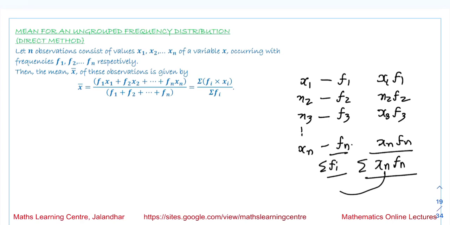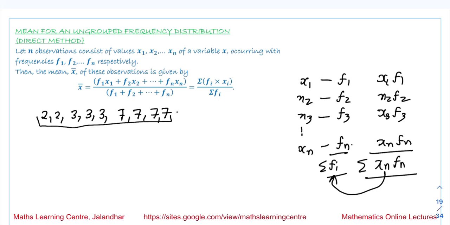And we will divide these two values. So basically, suppose I am talking about some numbers: 2, 2, 3, 3, 3, 7, 7, 7, 7, and I want to find the mean of these numbers. One method is that we add all these terms and divide by the count, 1, 2, 3, 4, 5, 6, 7, 8, 9. So we add all these terms and divide by 9.